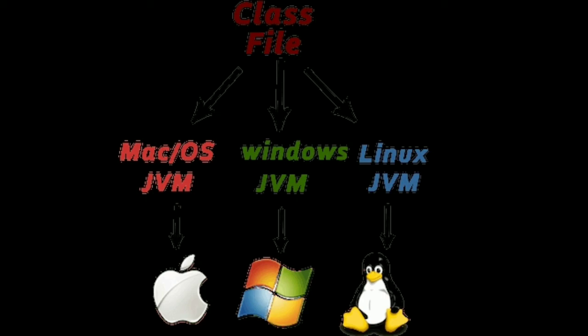For example, I have written a Java code and I can run this Java code on the Mac operating system, or I can run it on the Windows operating system. I can run it on the Linux operating system. That is Java. It is a platform independent language. Java code can be run on any operating system. The only thing is that the operating system should have a Java interpreter.